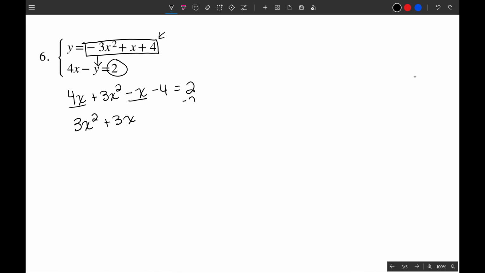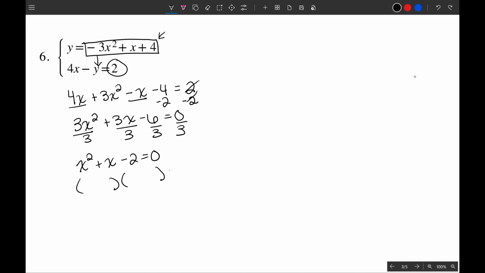And then I'm going to go ahead and subtract this 2 to move to the other side, which gives me -6 equals 0. I notice that all of them divide by 3. So we'll divide by 3. That gives me x squared plus x minus 2 equals 0.